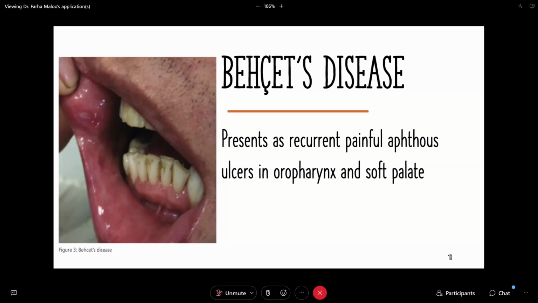Moving on to Behçet's disease. Behçet's disease is an autoinflammatory systemic vasculitis of unknown etiology. It is characterized by mucocutaneous manifestations along with recurrent oral and genital ulcers and the classic ocular manifestations of chronic relapsing uveitis. In the oral cavity, Behçet's disease will present as recurrent painful aphthous ulcers, which are typically seen in the oropharynx and the soft palate.